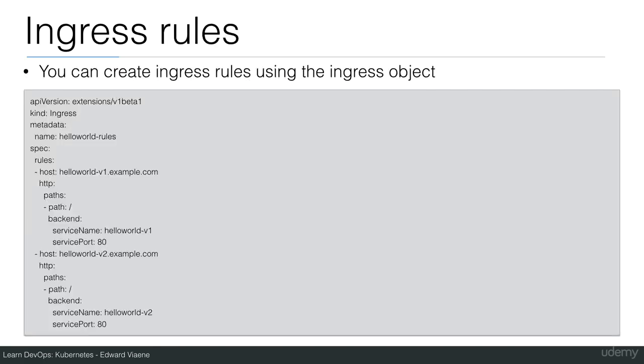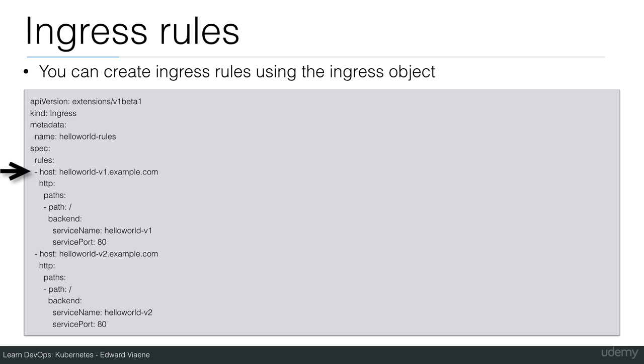You can create those Ingress rules using the Ingress object. You can see that the API version here is still in beta. At some point it's going to come out of beta and you have to change this, but for now this is an extension that is in beta. The object is of kind Ingress. We give it a name, hello world rules, and then you're going to specify those rules.